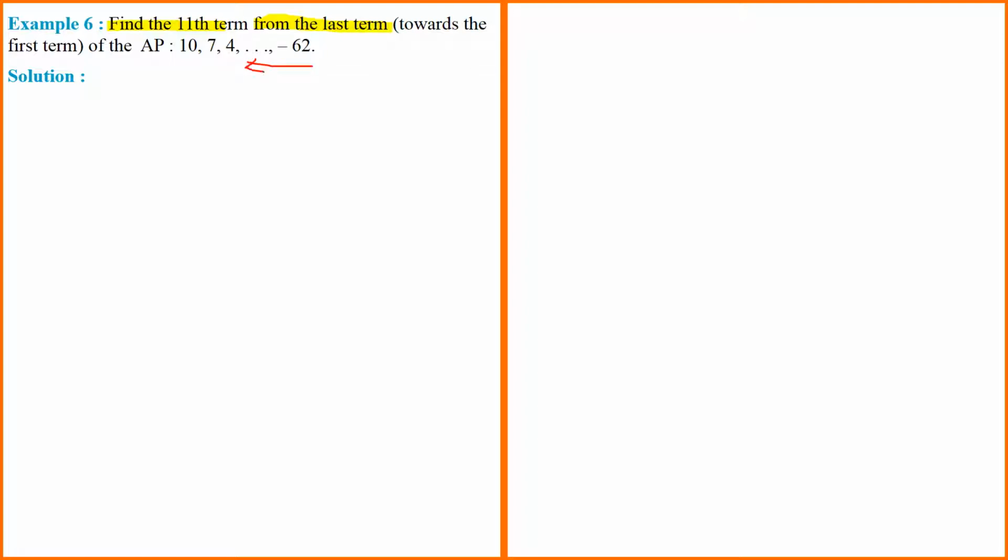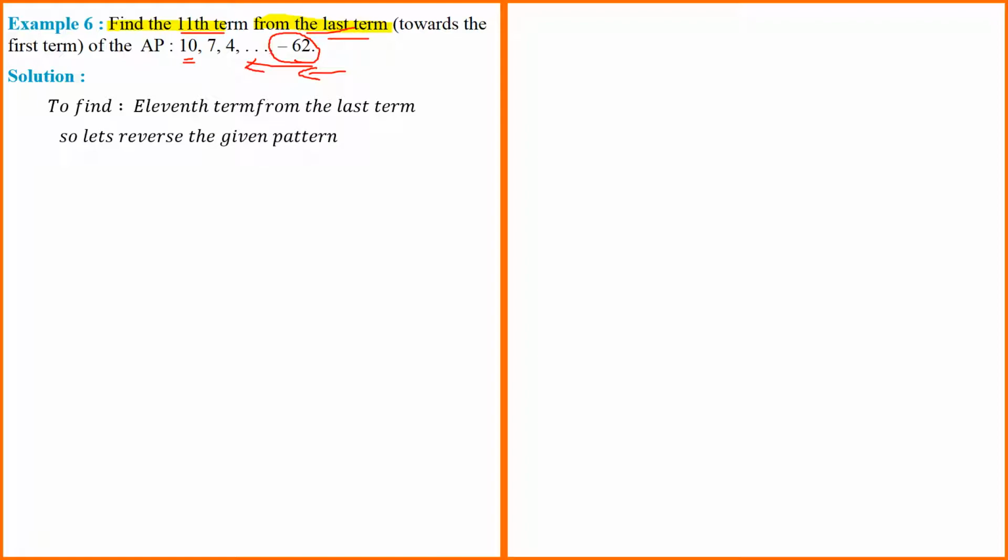So if it's from the last, let me consider minus 62 to be the first number and 10 to be the last number, because the number pattern has to be reversed. It's like minus 62, so on, 4, 7, 10. What's the reason? Because I want to find the 11th term from the last.